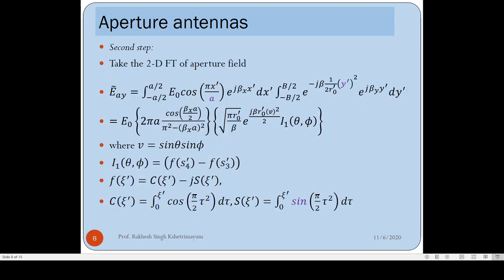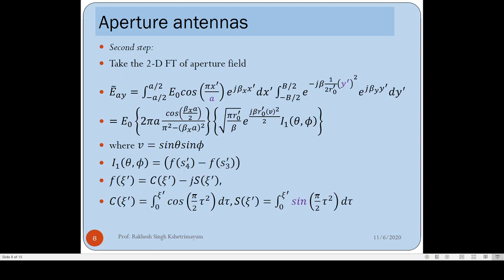So the second step, as usual, is taking the Fourier transform of the aperture field, the 2D Fourier transform of the aperture field. So let us do that. The 2D Fourier transform of the aperture field can be found out as integration of E0 cosine of pi x dash by A, multiplied by exponential j beta x dash, dx dash, integrated over the region minus A by 2 to plus A by 2.